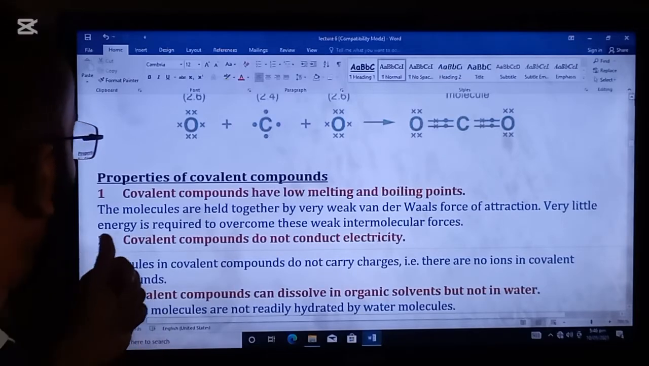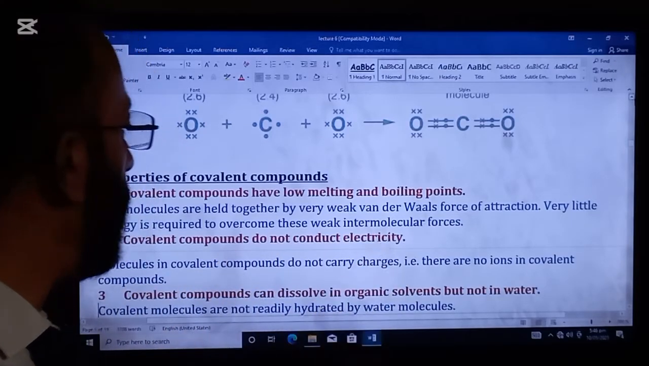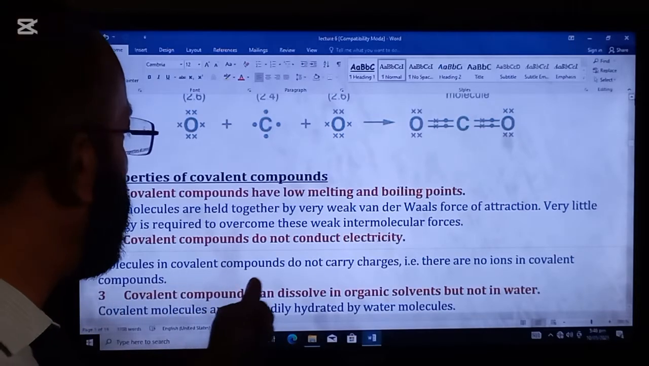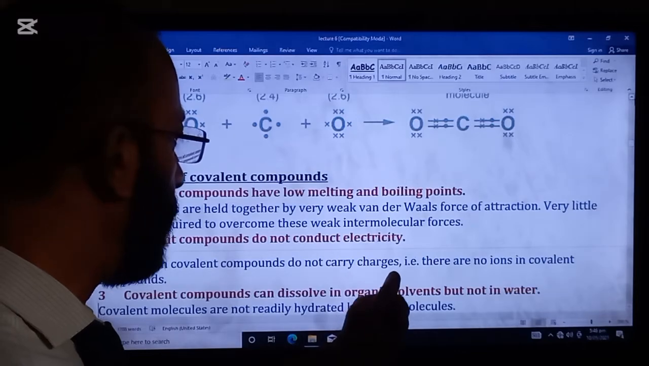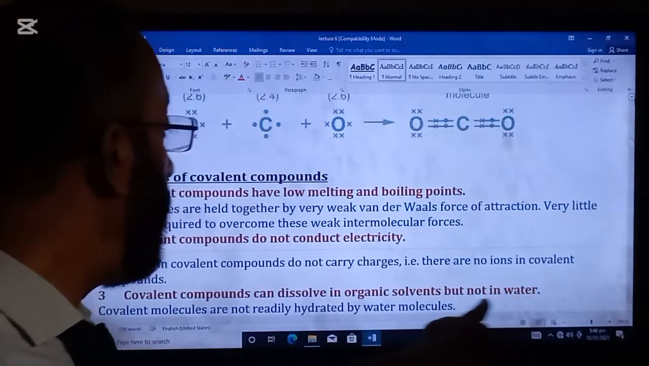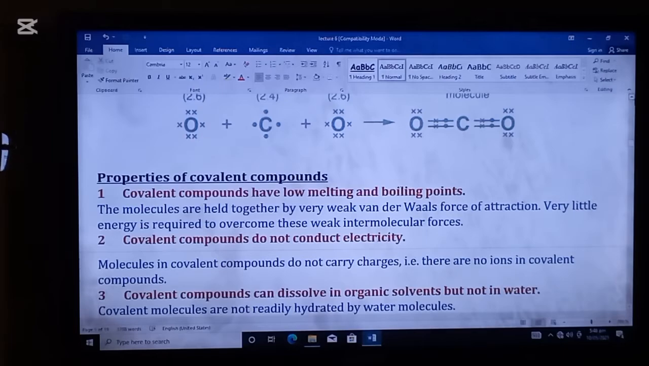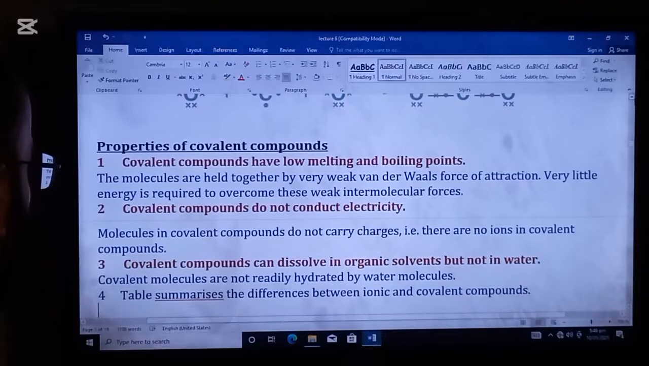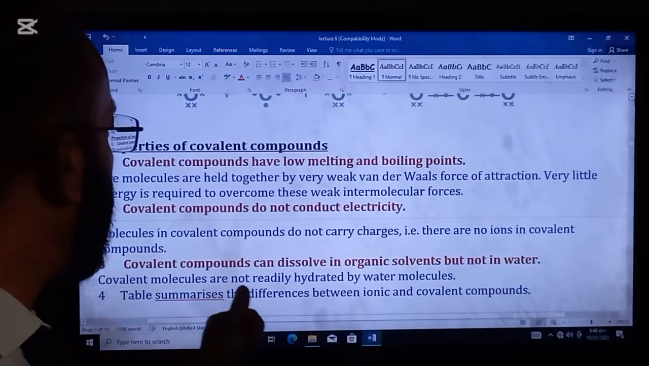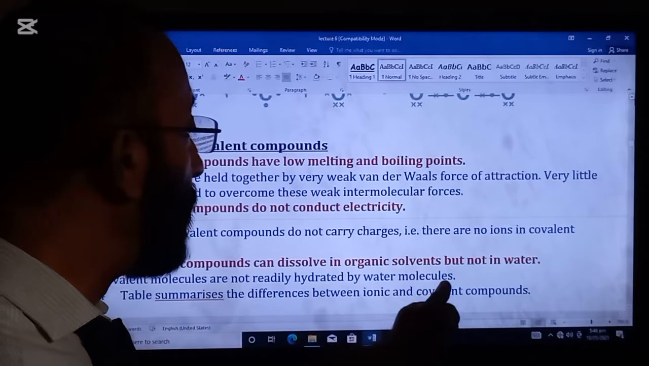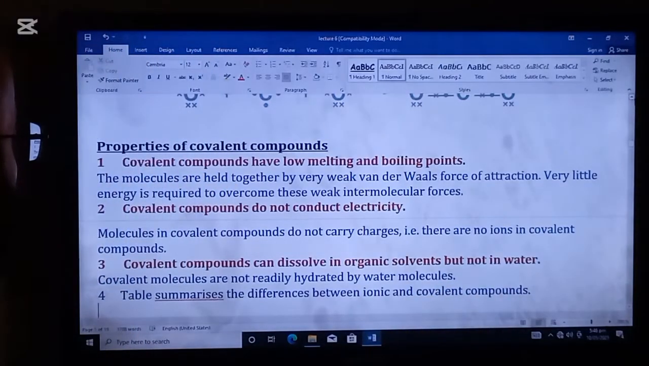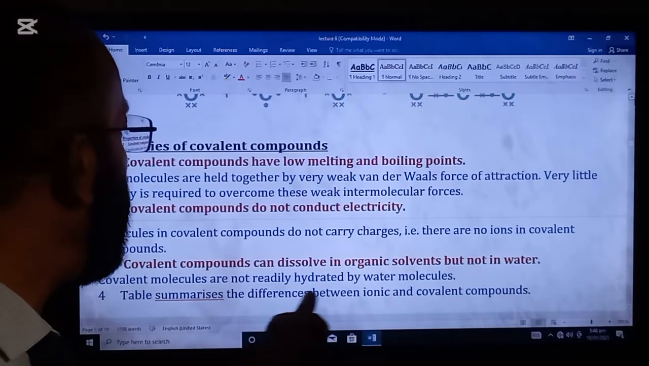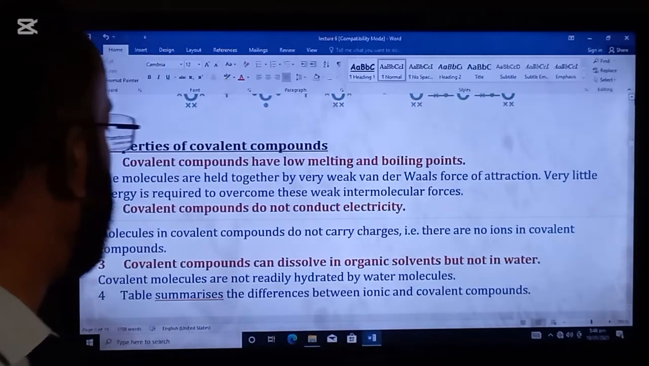Second property is covalent compounds do not conduct electricity. Molecules in covalent compounds do not carry charges. That is, there are no ions in covalent compounds. That's why they do not conduct electricity. Next property is covalent compounds can dissolve in organic solvents but not in water. Explanation is covalent compound molecules are not readily hydrated by water molecules.